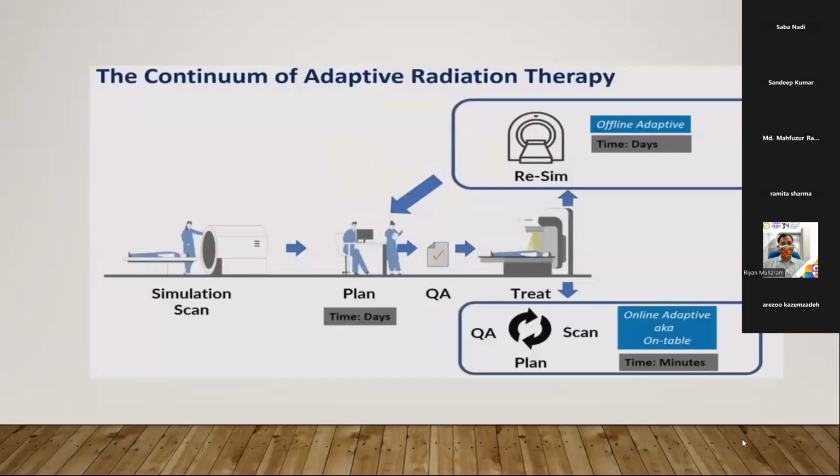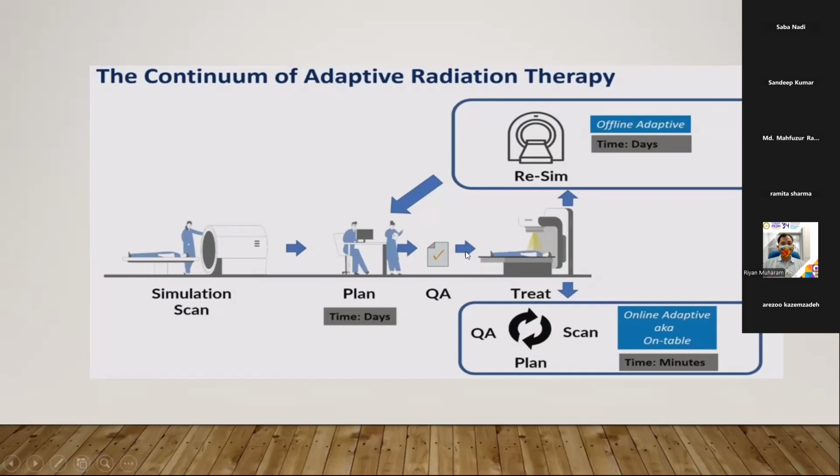This is the pictorial representation of the workflow of adaptive radiotherapy. First, the simulation scan will be done. Once the simulation is done, the contouring will be performed by the radiation oncologist. Once the contouring is finalized, the planning will be done by the medical physicist, and after having the final plan with the target optimization, the final plan will be approved by the oncologist, and then the QA will be performed.